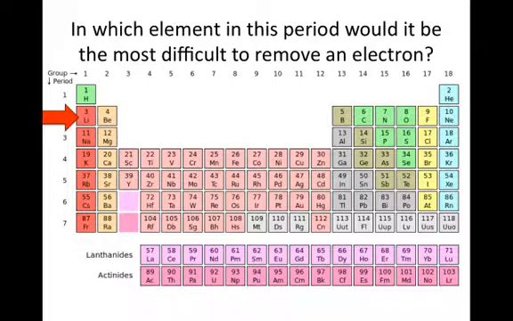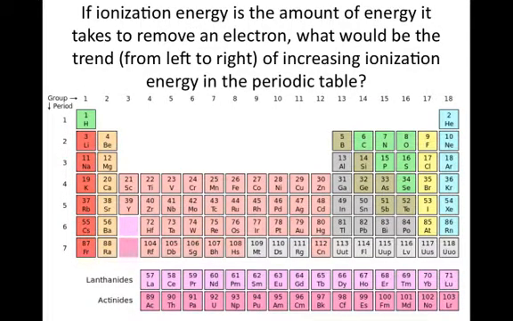And that's right, the ones on the right. Neon, fluorine, oxygen. In those elements, it's going to be hard to remove an electron. So if ionization energy is the amount of energy it takes to remove an electron, what would be the trend from left to right of increasing ionization energy in the periodic table? That's right, ionization energy would increase from left to right.